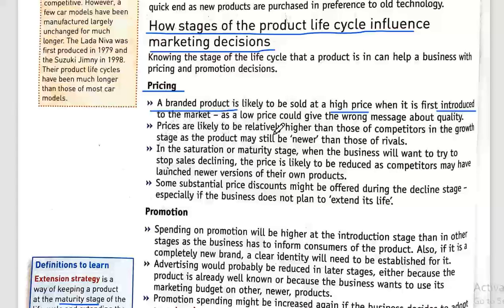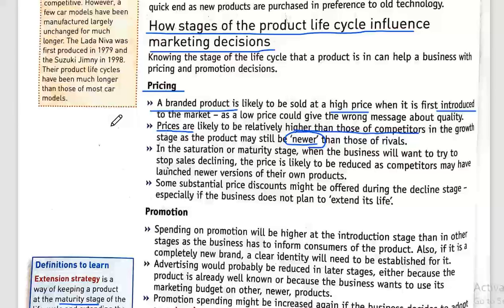Prices are likely to be relatively higher than those of competitors in the growth stage, as the product may still be newer than those of the rivals. So the prices must be relatively higher than those of the competition, especially when you are in the growth stage. Because you are still new to the competitors, you either put the prices relative to the competitors or a bit higher in order to grow as a product.